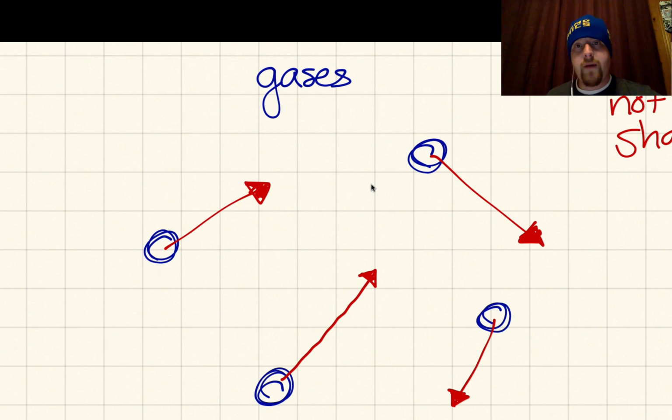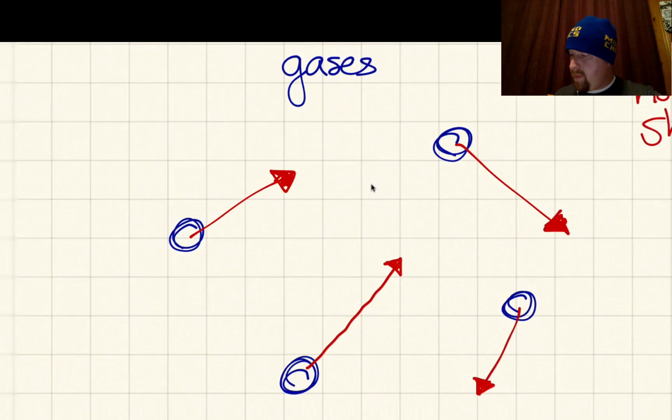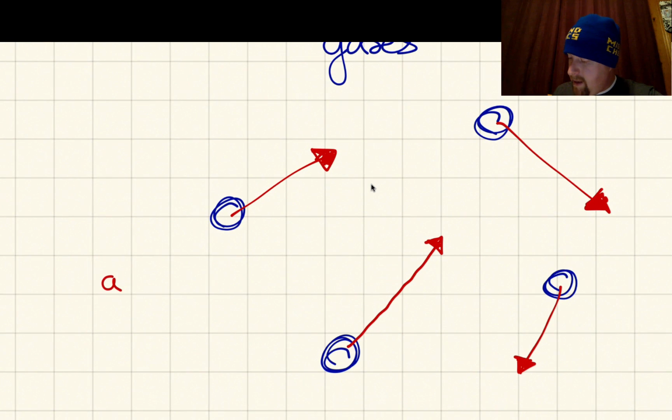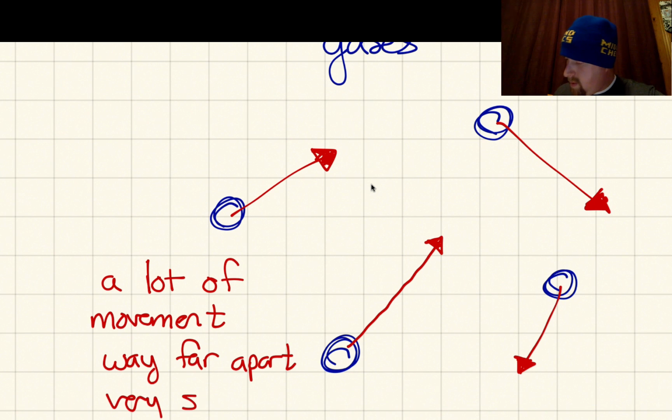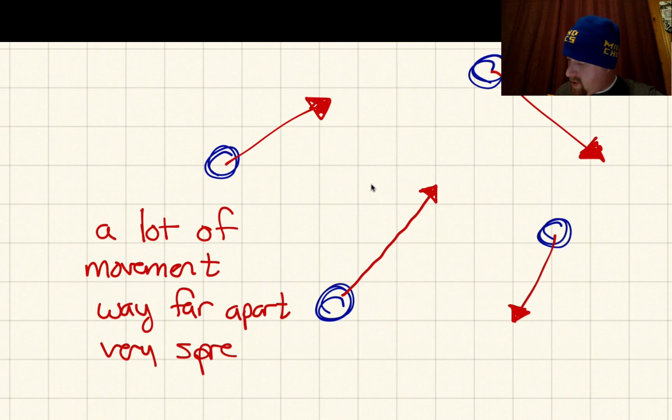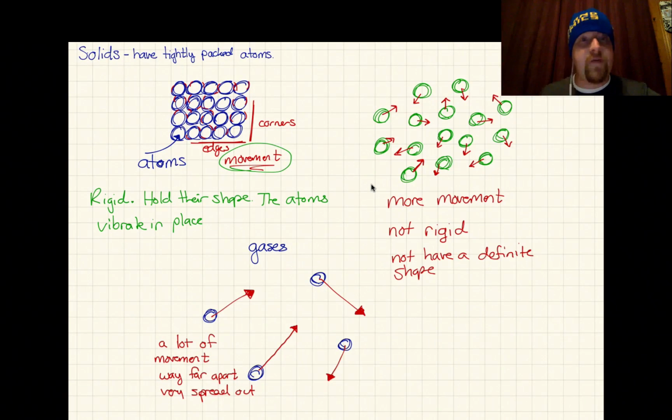So these particles are traveling faster. They're way more spread out. Okay, so we would say a lot of movement. A lot of movement. We would also say that that is way far apart. The particles are very spread out. Okay, so we have these ideas that solids, liquids, and gases have very different characteristics.